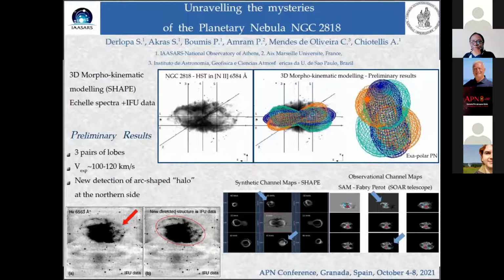And I also would like to present a new structure we detected in IFU data. It's in the image at the bottom left. This is an arc-shaped halo, which is evident only in the upper part of the nebula. We are still investigating this halo, and the results will be in a future completed work about this nebula.